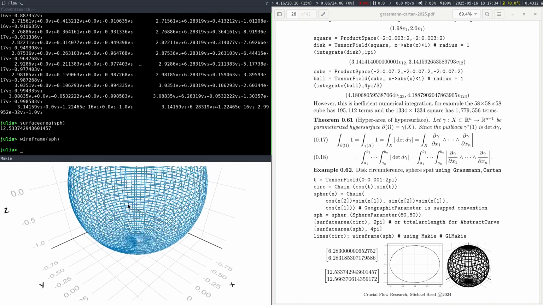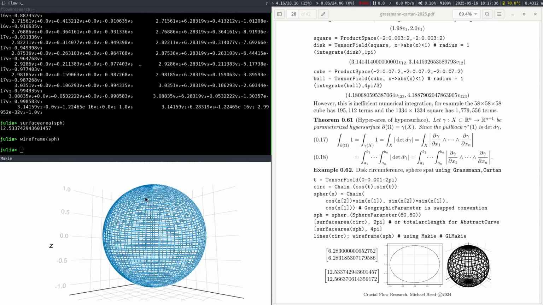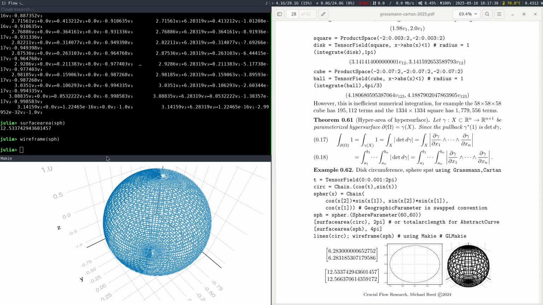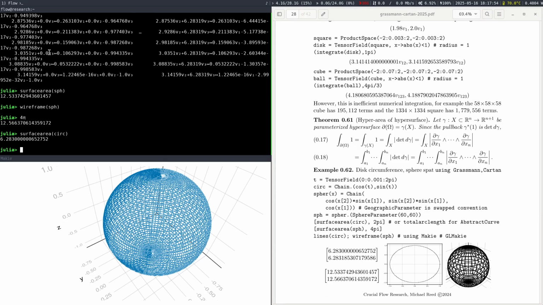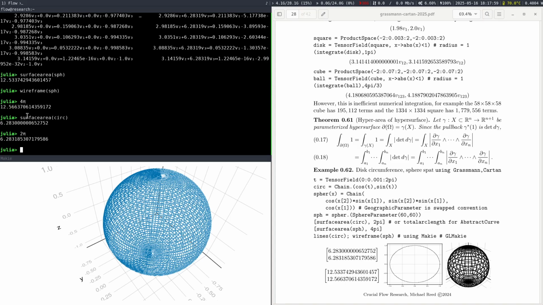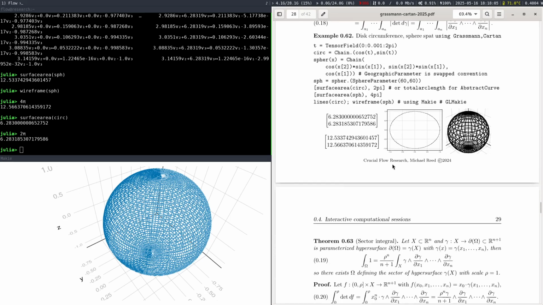Okay, so this is the wireframe of the sphere, and we can calculate the surface area like that. So yeah, 12.533. So that's pretty good. And for circ, compare it with 2 pi. So that concludes that example.